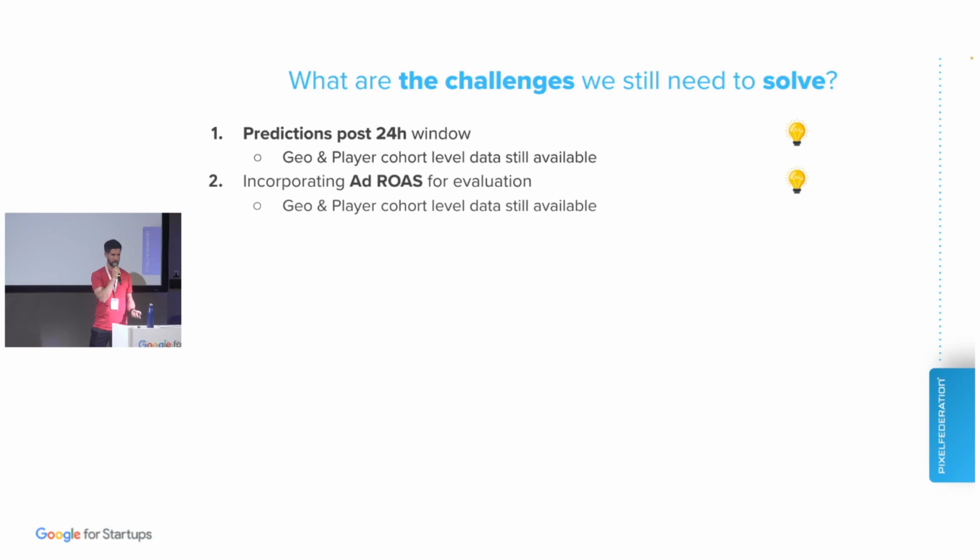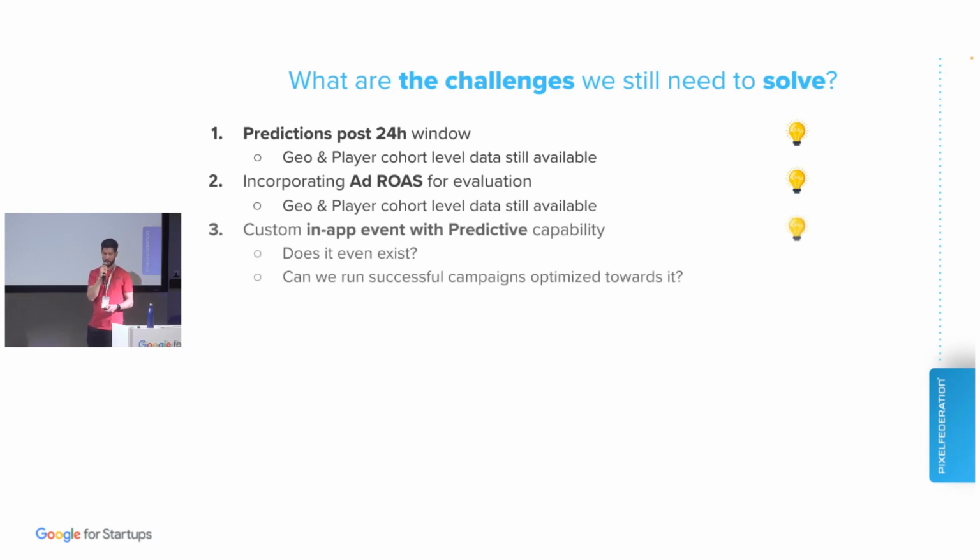Second one, how to incorporate ad ROAS, because the game is a 65-35 budget revenue split, and for some geos it tends to be a pretty high portion. It might even be 50-50 for some of the campaigns. And we are not seeing that right now. And using just a flat prediction or some flat-ish approximation doesn't make sense. So we need to figure that out as well.